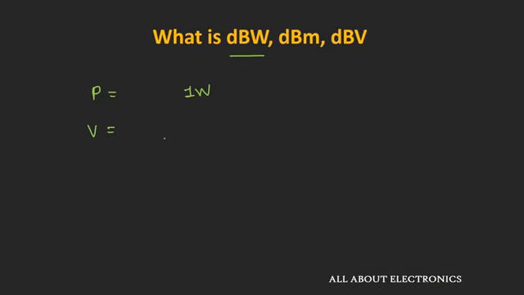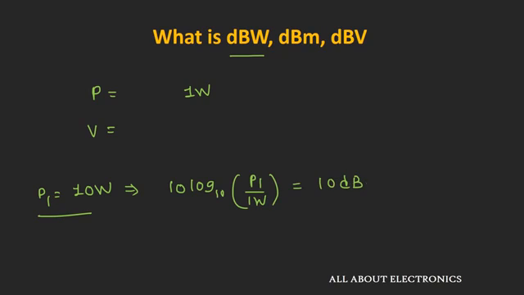Similarly, whenever we represent voltage in decibel form, it means we are representing it with respect to 1 volt. So let us say if I want to represent 10 watt of power in decibel form, then it will be equal to 10 log of P1 with respect to 1 watt, so it will come out as 10 dB. Here, as we are representing power with respect to 1 watt, after dB you will find the term W.